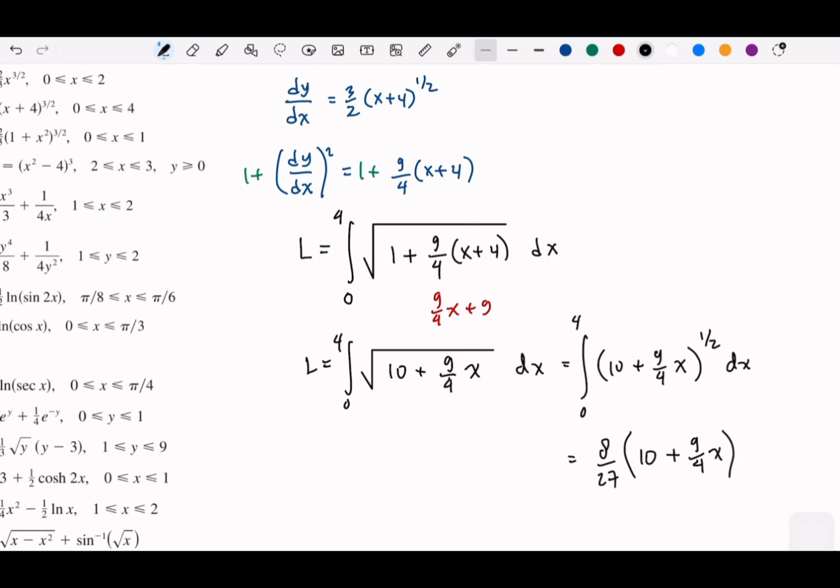This will be half plus 1 is 3/2, right? And plug in 0 to 4. Now that's why I'm giving you a chance to use a calculator in this class. You can check using your calculator.